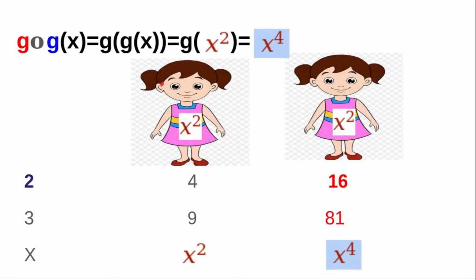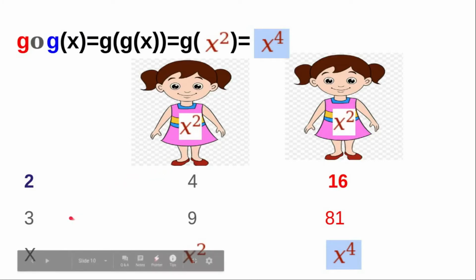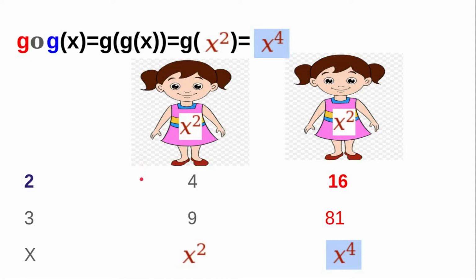Now we are going to the last composition, that is g dot g of x, that is g of g of x. Here I am arranging both the functions as g. There is no f. First of all, I am giving the number 2: 2 goes to 4, then 16. 3 goes to 9, then 81. x goes to x square, then x raised to 4. Therefore, g dot g of x is equal to g of x square, that is x raised to 4.